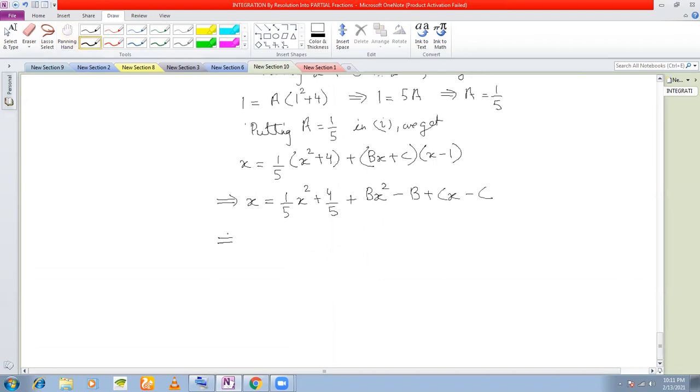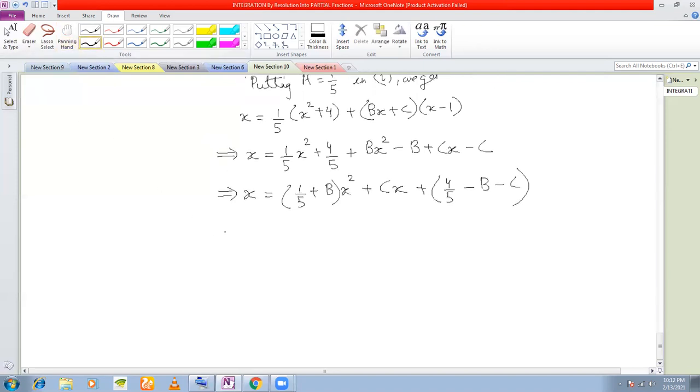So now you take all the x squares together. You have a 1/5 associated with x square, and you have a b associated with x square. What are the x terms here? Only cx is the only x term. So you write x plus cx. And what are the constant terms which do not contain x? You have a 4 by 5, and you have a minus b, and you also have a minus c, which do not contain x, right? So now everything is arranged.